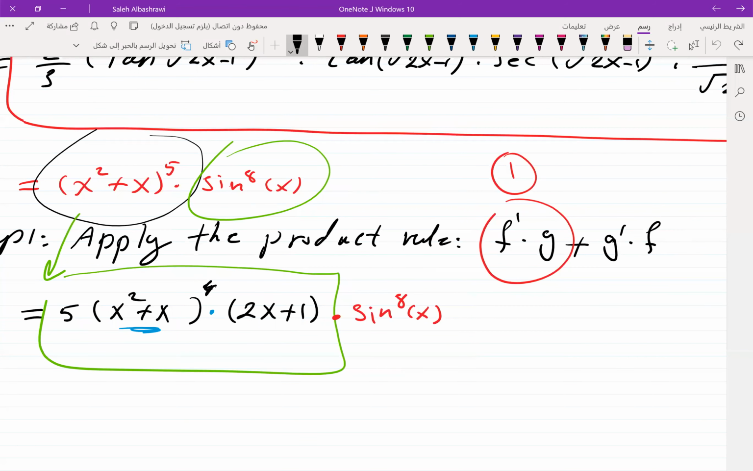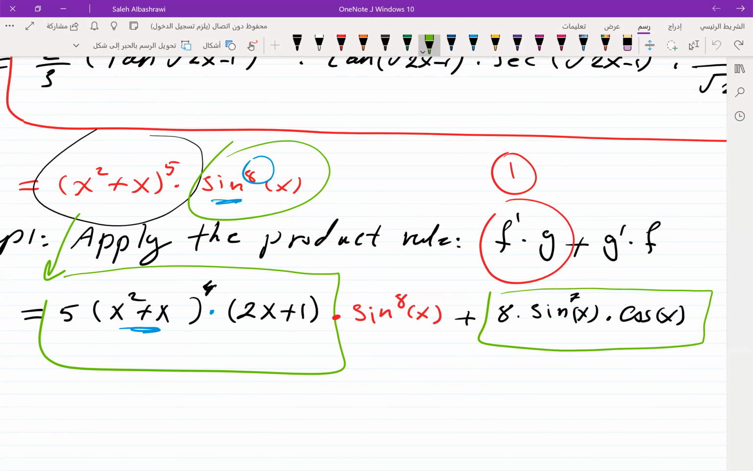Now the derivative of sine to the power 8 x is 8. Differentiate the power first. Multiplied by sine to the power 7 x. We differentiate the power only in the first step. Now I need to differentiate the function sine, because this is what is inside the power. And the derivative of sine x is equal to cosine x. And this is only the derivative of the second function.